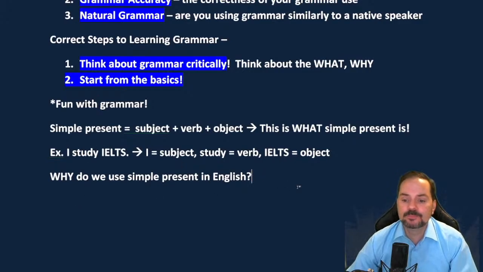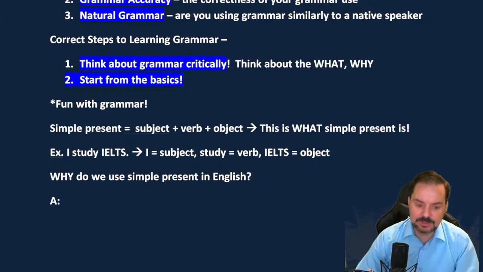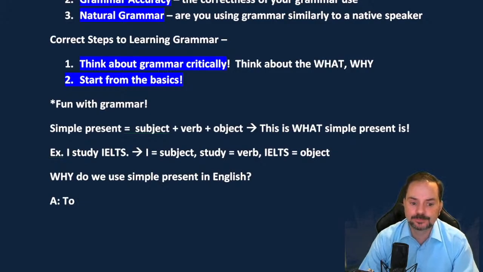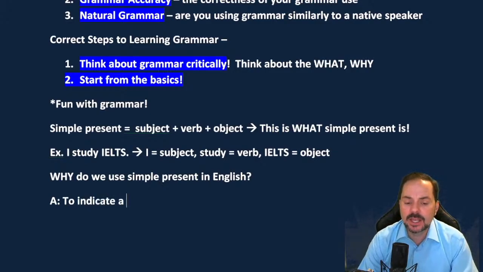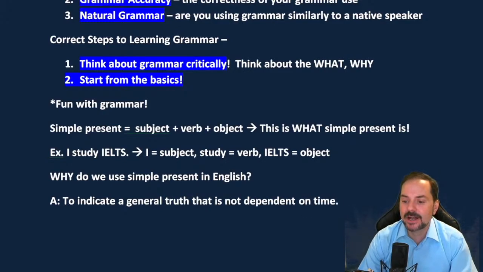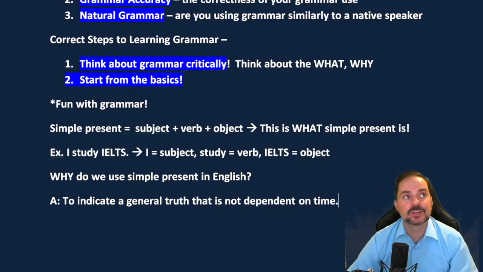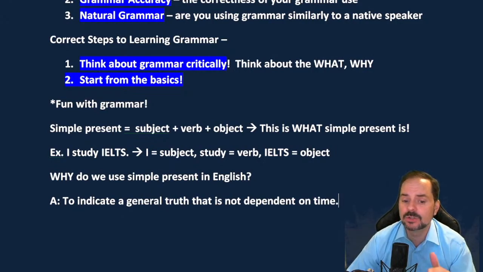Yeah. So the answer here, it's kind of between that, to indicate a general truth that is not dependent on time. This is the most accurate answer. And when it comes to answering the why question, students, accurate answers are key. So to indicate a general truth that is not dependent on time.